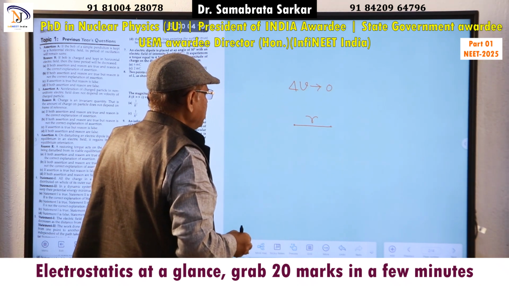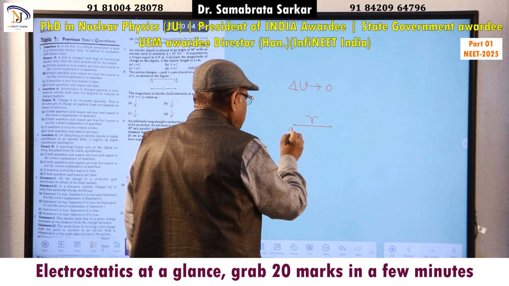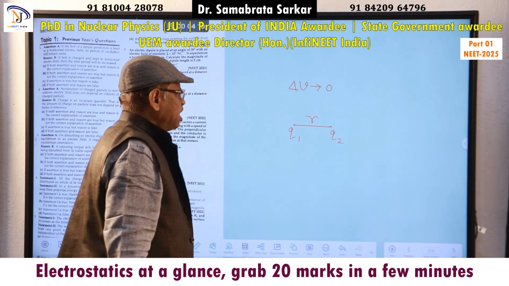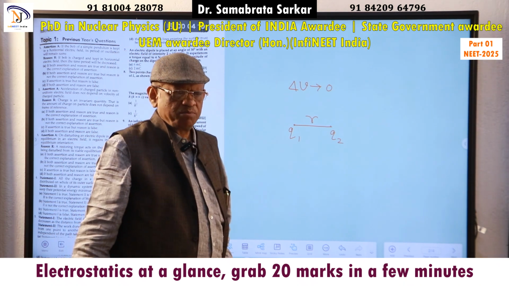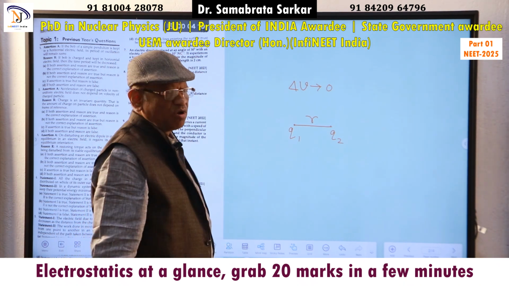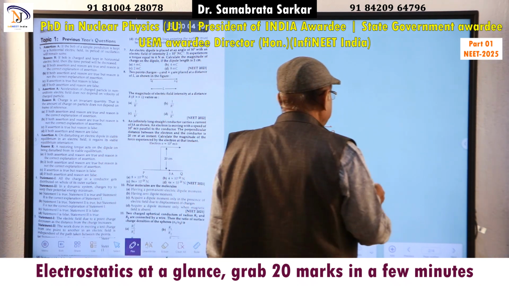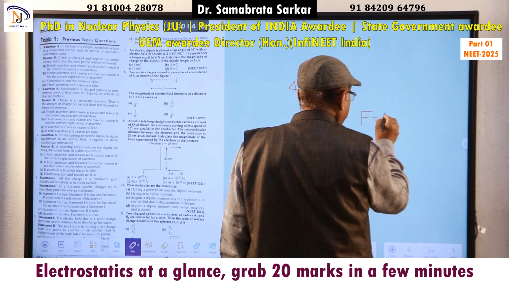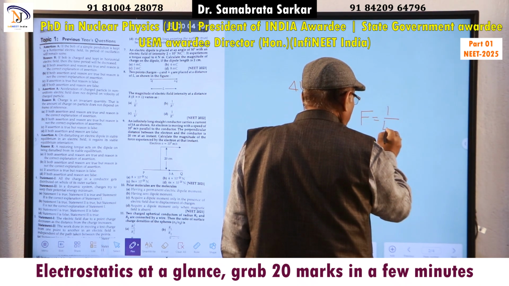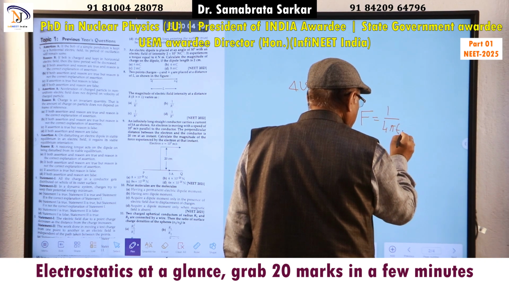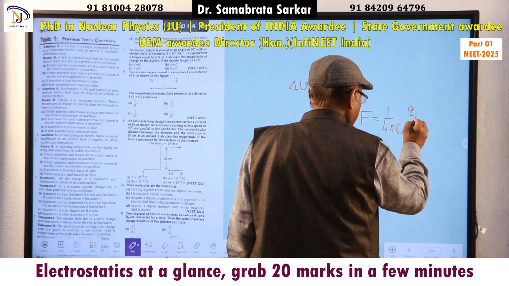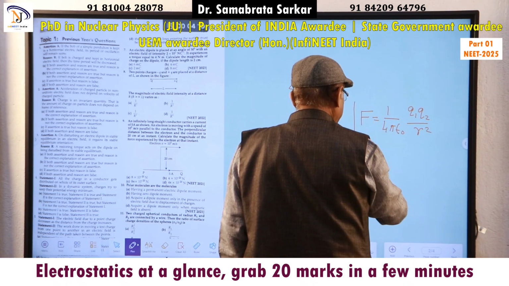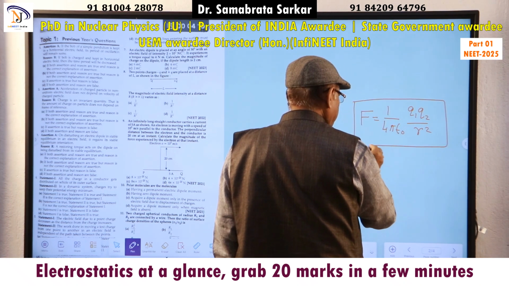What will be the force? These charges may be identical or different types of charges, similar charges or opposite charges. So what is the relation? According to Coulomb's law, I may write F equals 1 by 4 pi epsilon naught into Q1 Q2 by r square. This is a very easy relation. This is called Coulomb's law.